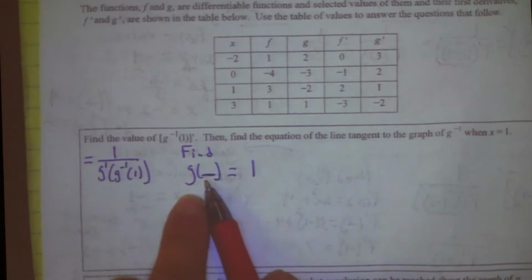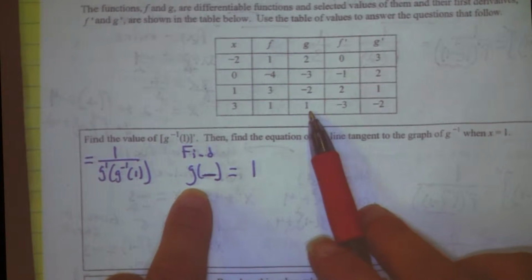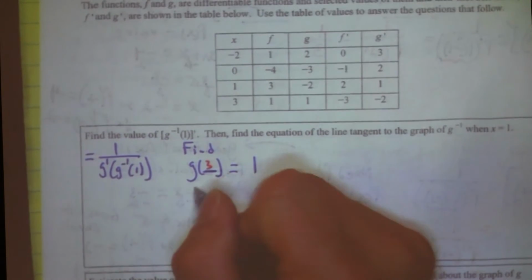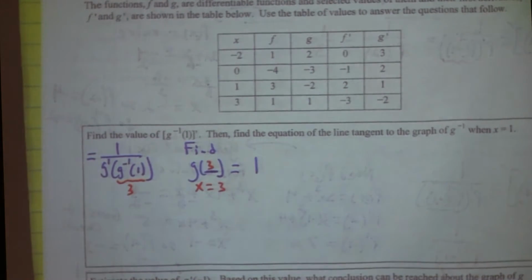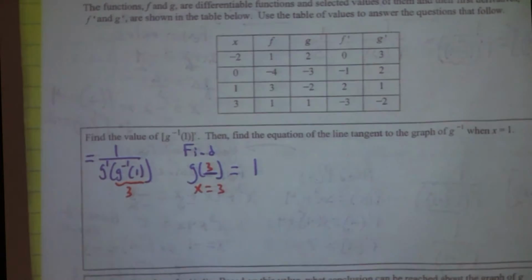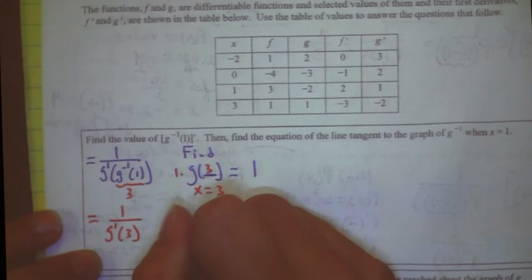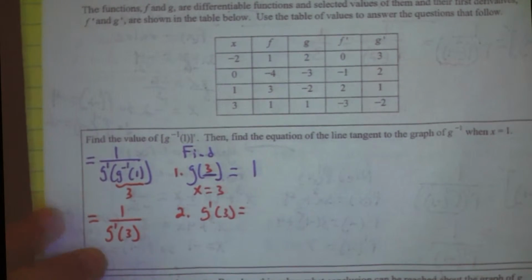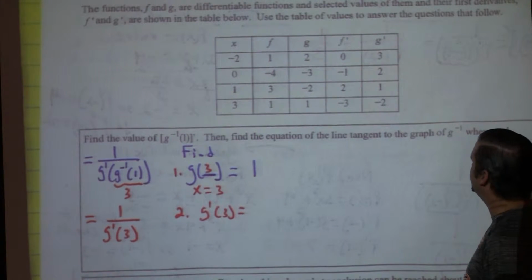Go to your table, go to the g function, and find out where it equals 1. Right there, when x equals 3. That's the number that I need to plug in here. You understand? So now I need to find 1 over g prime of 3. That's where I come over here to step 2 and I find g prime of 3.